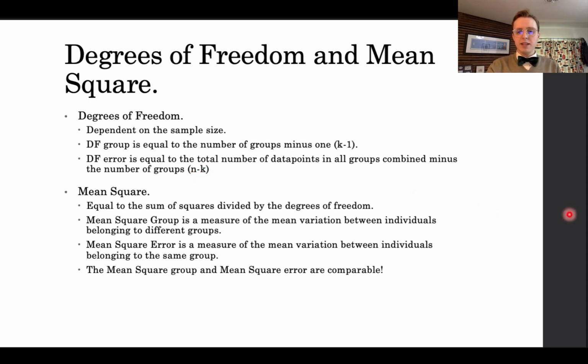Moving on, mean square is equal to the sum of squares divided by the degrees of freedom. Now, what dividing by the degrees of freedom does is make it so that the mean square error and the mean square group can be thought of as having the same units. We are now looking at the mean variation per individual for the between group variation and within group variation. The fact that mean square group and mean square error are comparable and have the same units is important for the next value we are going to calculate.